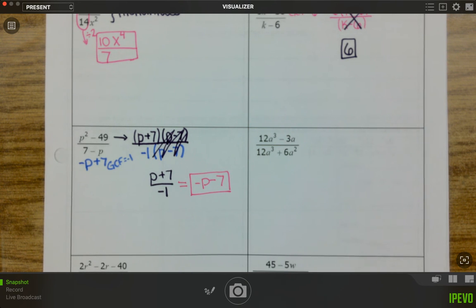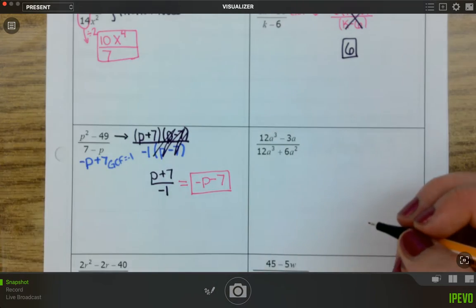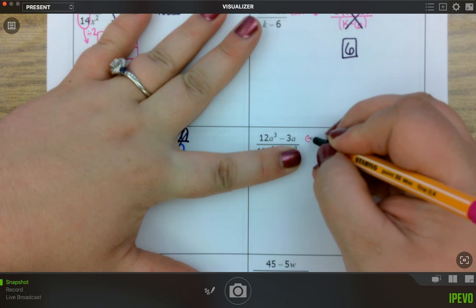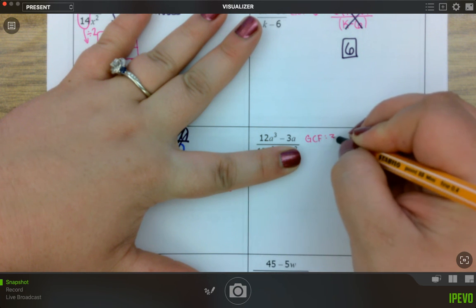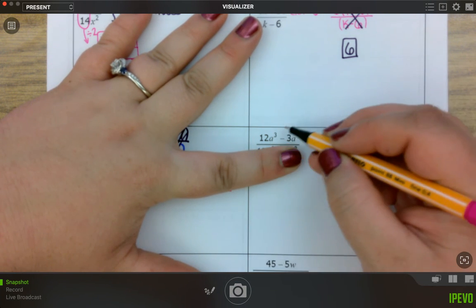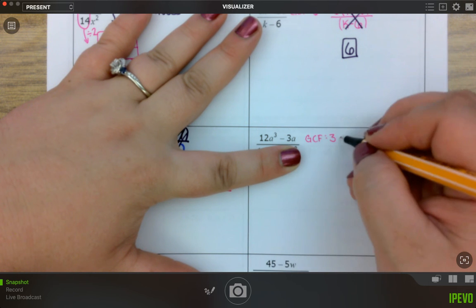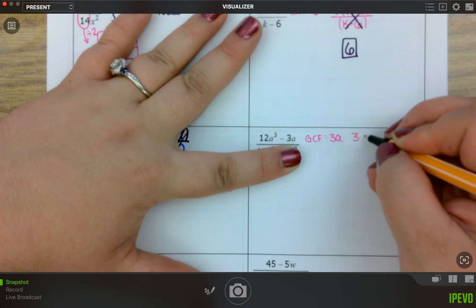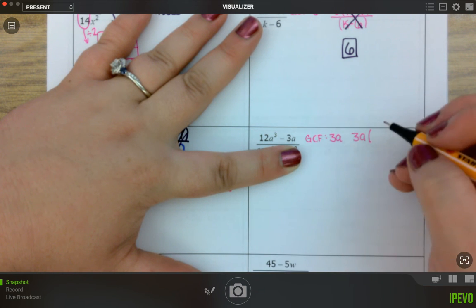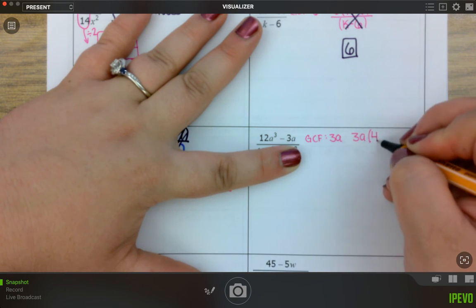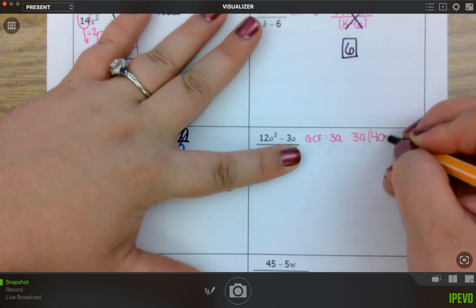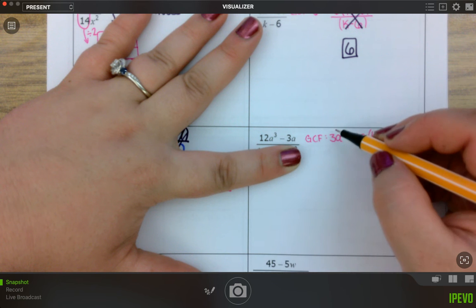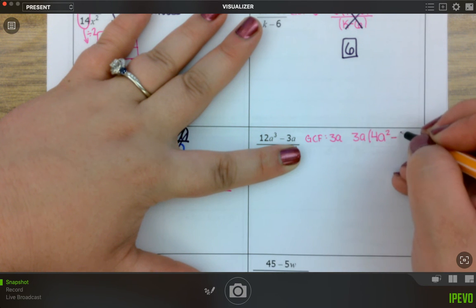Okay? On this one, we're going to focus just on the top one. What can I divide 12 and 3 by? 3. And then there's an a cubed and an a regular over here. So I can actually take out an a because they both have one. So I put my 3a out front. 12 divided by 3 is 4. A cubed divided by a is a squared. And then negative 3a divided by 3a is just negative 1.